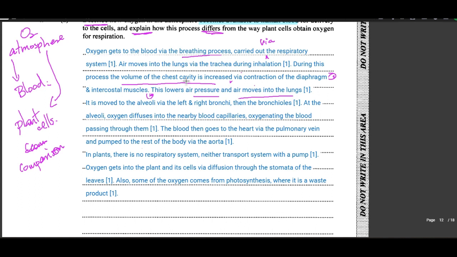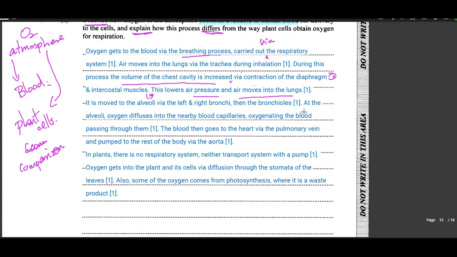Then you will indicate that when it gets into the lungs, it's going to move to the alveoli. You describe the path, right? And this is one way to describe the path from the trachea right down to the alveoli. Once it gets into the lungs, it can go from the trachea to the bronchi, then the bronchioles, then the alveoli. You could say it that way too. This was just my own style. So it is moved to the alveoli via the left and right bronchi, then the bronchioles.